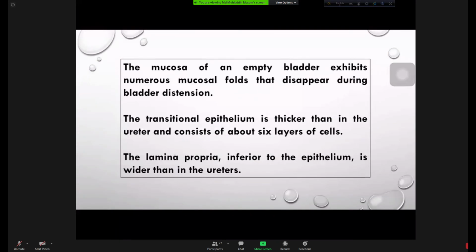I am not going into detail, I described this earlier in my histological class. In case of urinary bladder, during the resting condition or when not extended, the empty bladder exhibits some mucosal folds that disappear during the distension of the bladder. So transitional epithelium is thicker than the ureter here.